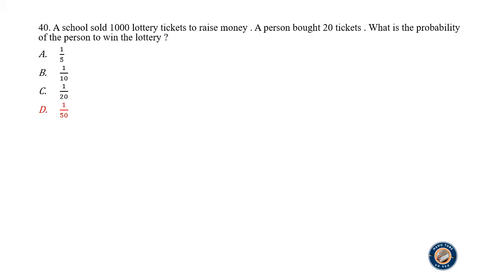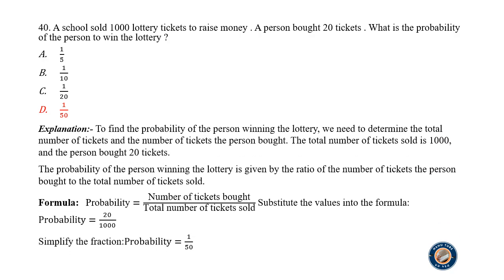The answer will be 1 over 50. To find the probability of the person winning the lottery, we need to determine the total number of tickets and the number of tickets the person bought. The total number of tickets sold is 1,000 and the person bought 20 tickets. The probability of the person winning the lottery is given by the ratio of the number of tickets the person bought to the total number of tickets sold.